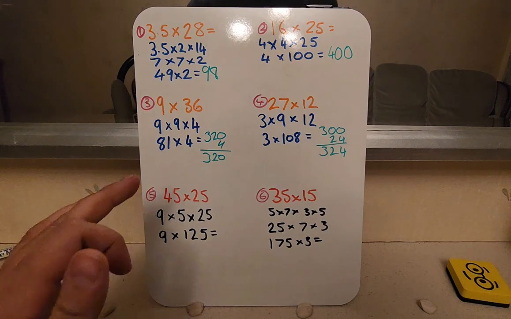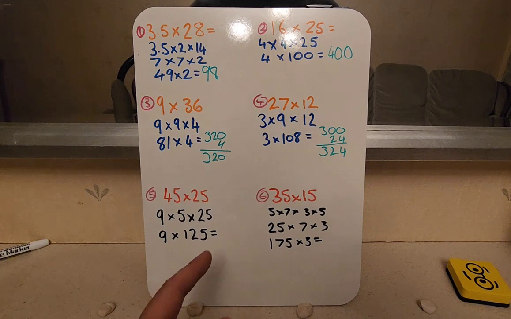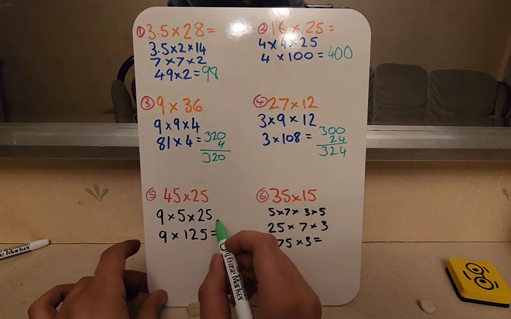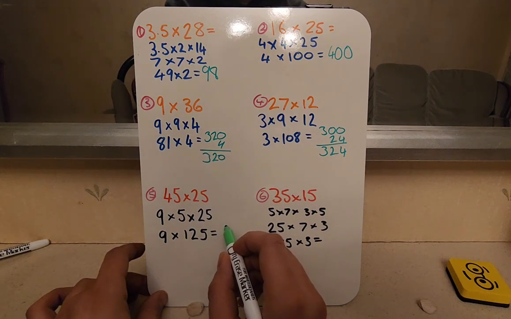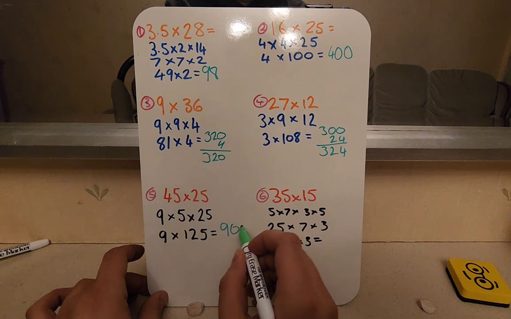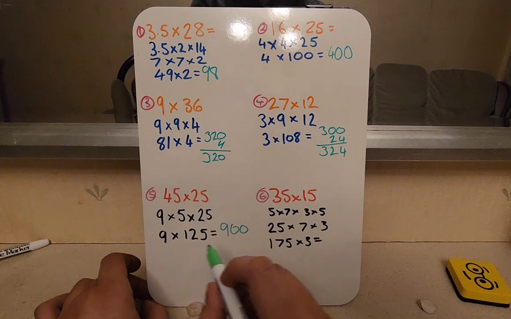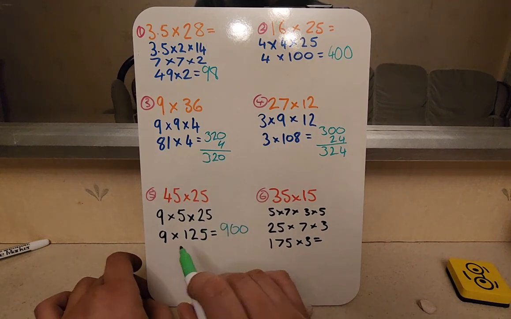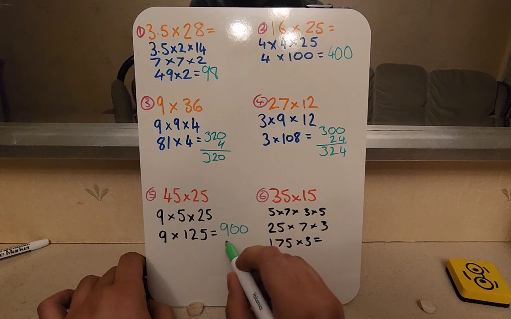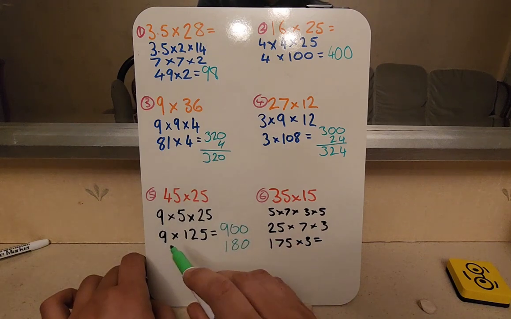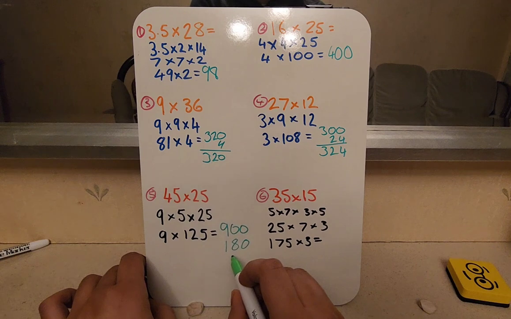Getting down here, it's a little bit more difficult now, and this is what I was on about with your cube numbers. If you can do 5 times 25, hopefully you know that's 125, and I would just partition here anyway. So I could do this as 900. I could do 9 times 20. You can fully break this down. 9 times 20 is 180. And 9 times 5 is going to be 45. Okay.